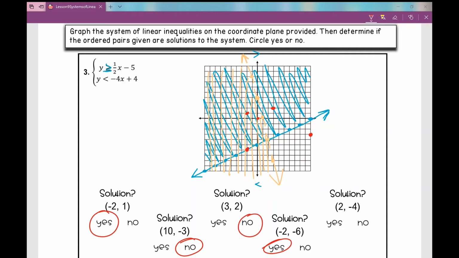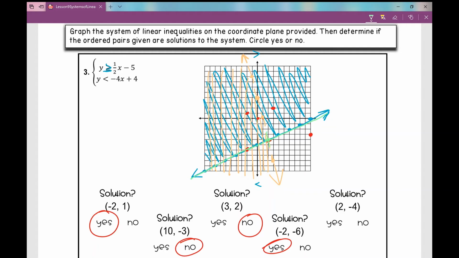2, 1, 2, 3, 4, right there. Hold on a second. Over 2, and I'm going to go down 4. And you might have a hard time seeing this, but I want to point something out here. It is on this solid line right here. Do you see it? That point right here?